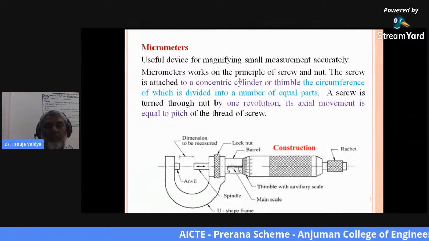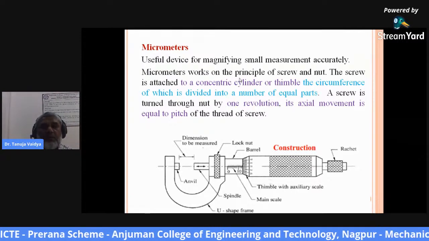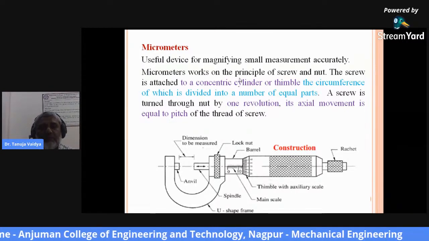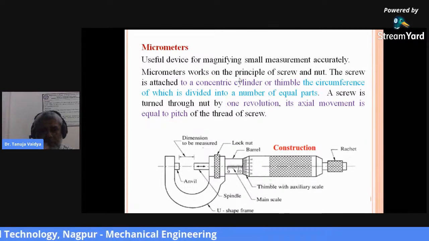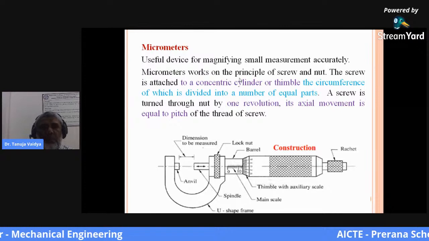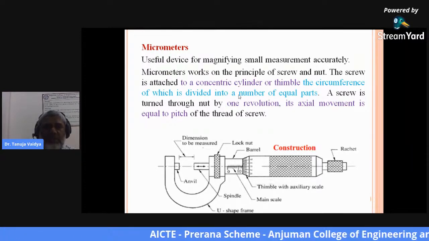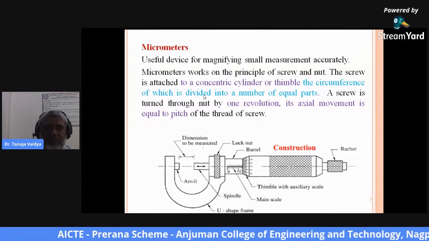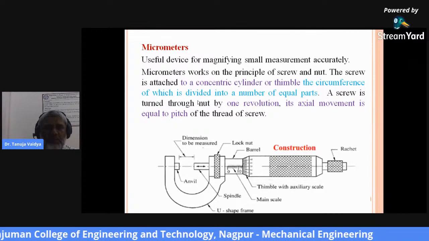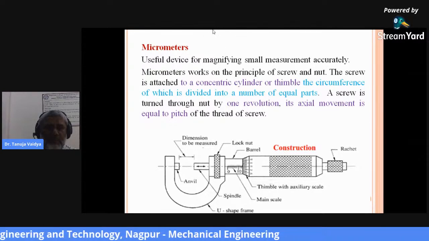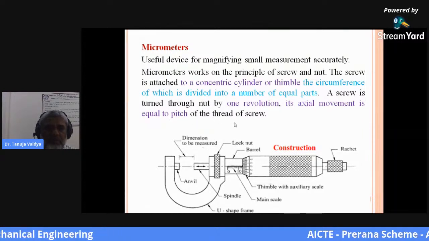Another very important precision measuring instrument which is used in the workshop is the micrometer. It is a very useful device for magnifying small measurements accurately. Micrometer works on the principle of screw and nut. The screw is attached to a concentric cylinder or a thimble, the circumference of which is divided into a number of equal parts. When a screw is turned through a nut by one revolution, its axial movement is equal to the pitch of the thread of the screw.